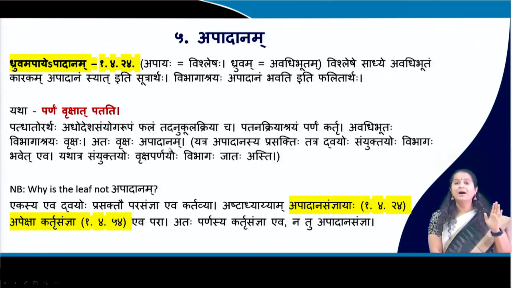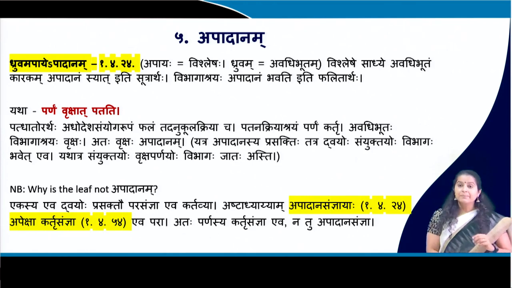Ataha vrikshaha apadanam. Yatra apadanasya prasaktihi tatra dvayoho sanyuktayoho vibhagaha bhavet eva. So in the context of apadanam, there has to be this separation of two things. Yathatra sanyuktayoho vrikshaparnayoho vibhagaha jatah asti. In this case, the tree and the leaf have undergone a certain separation. Now, a very interesting discussion follows, which I have not given in greater detail here, but I will present before you. It asks why the leaf does not get the apadana karakam, because the leaf is also separating.